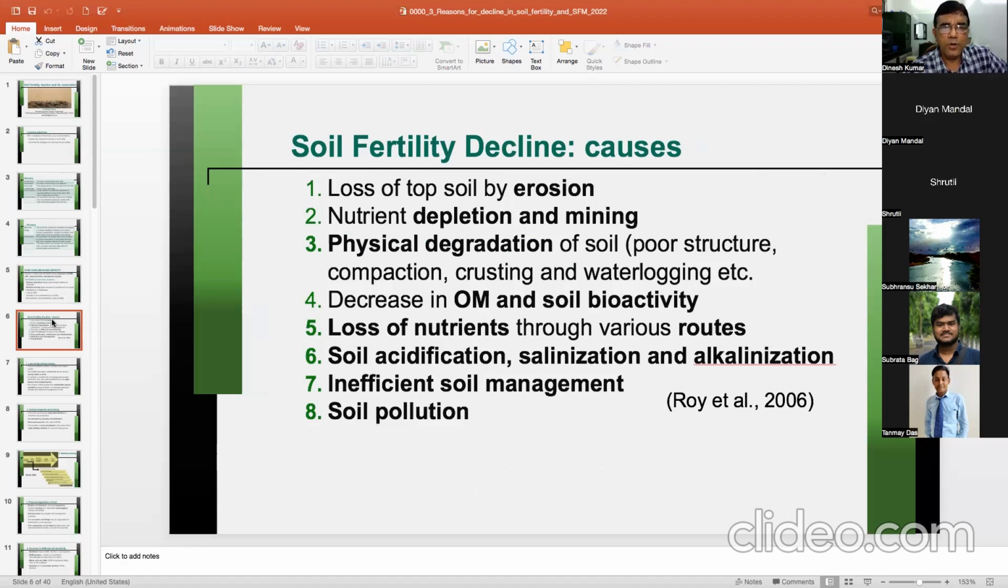Number one cause, loss of topsoil by erosion. Erosion is a continuous process. It is happening around us, and it is difficult to completely stop erosion. Nutrient depletion and mining is happening. Physical degradation of soil: poor structure, compaction, crusting, and waterlogging. And then decrease in organic matter and soil bioactivity or soil microbial activity. Loss of nutrients through various routes. Soil acidification, salinization, and alkalinization, inefficient soil management, and soil pollution. So these are the important reasons or causes of decline in soil fertility.